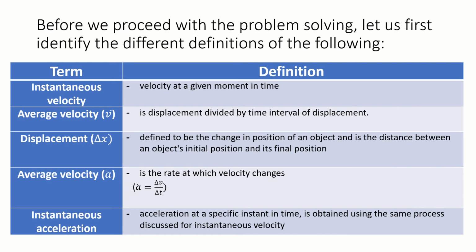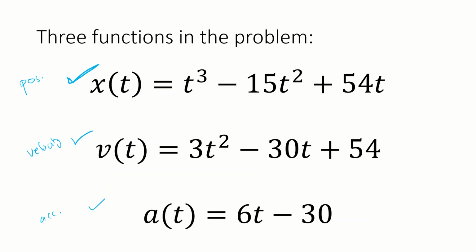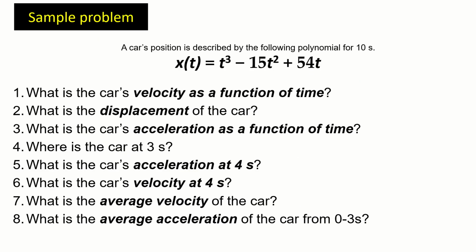Now, I've mentioned that these 3 functions are very important in identifying the problem because as you can see, number 2 is asking for the displacement. Number 4, the position of the car. Number 5, the car's acceleration. Number 6, the car's velocity. Number 7, average velocity and average acceleration.